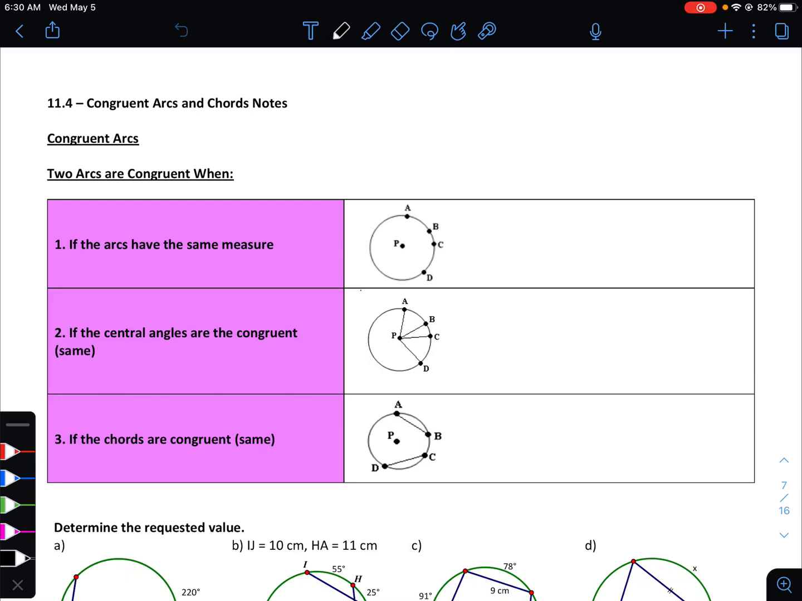Alright guys, in section 11.4 what we're going to be talking about is all about what are called congruent arcs. And we're going to talk about some of the properties that congruent arcs have, and then also talk about some of the properties of chords.